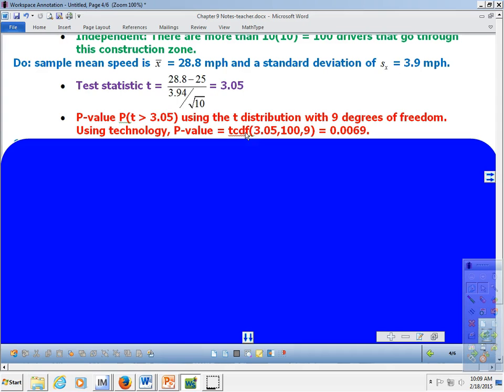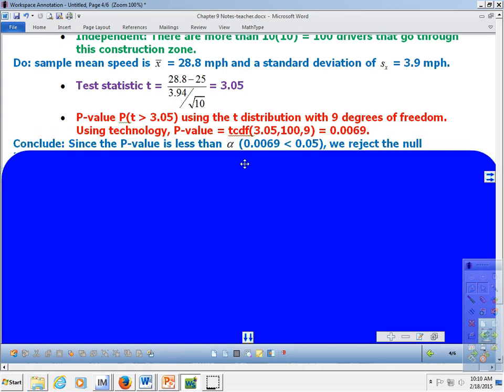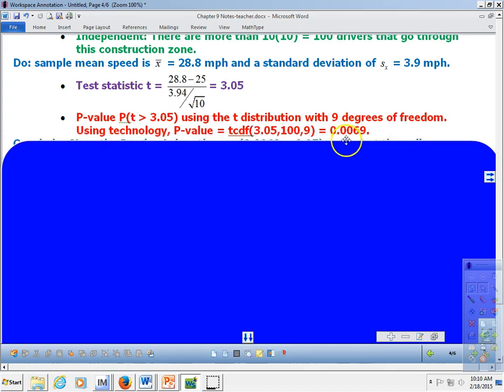We sampled 10 drivers, and so our degrees of freedom is 9. Whether you use the table to give a range or use your calculator to give an exact value, either way, we should get 0.0069. If you're looking at your table, we're going to have to report our p-value as between 0.01 and 0.005, which 0.0069 definitely sits in between.